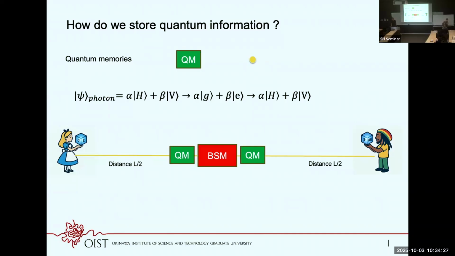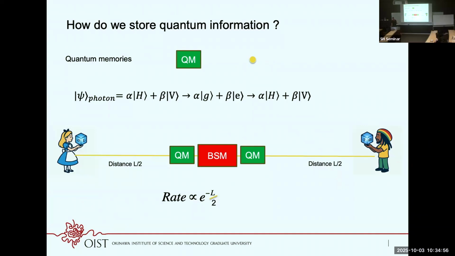Of course, in this case, the rate without memories was scaling exponentially with L, and now with L over 2. That's the L over 2, because, assuming first Alice's memory is loaded, we only have to wait for half of the distance. So that's why we have this L over 2 scaling.